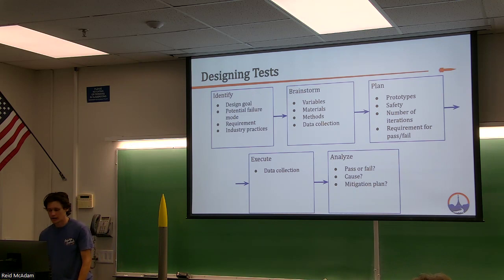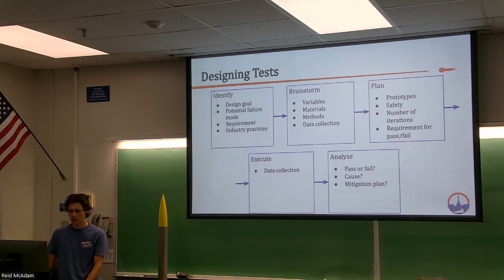And then we've got brainstorming. So that's where you really come up with the test itself. So you look at what variables do we want to test? What materials are we going to need? What method are we going to use? And that kind of goes back to, are you going to work with a standard, or are you going to come up with something on your own?